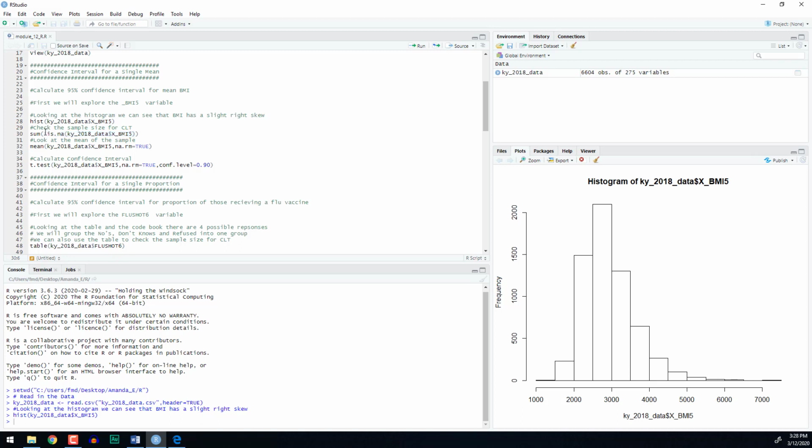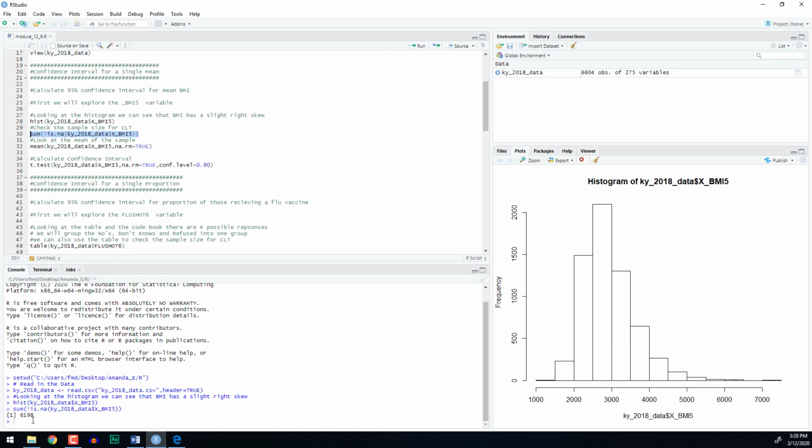So what I've done here is I've placed an exclamation point out front. R reads exclamation points as a not. So this is essentially asking R, can you tell me how many observations we're not missing? Running this line of code, we see there were 6,198. That is more than a large enough sample size for the central limit theorem to hold.